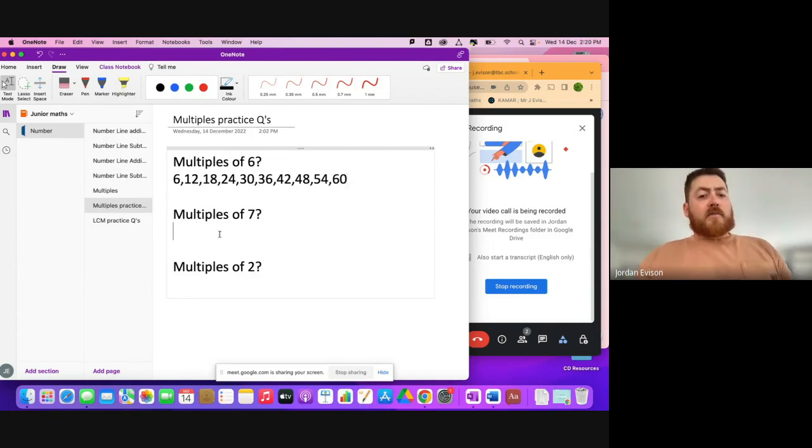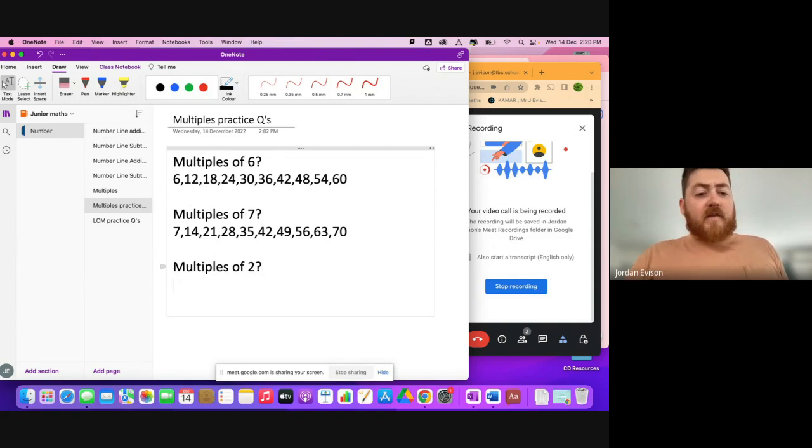Now, the multiples of 7. 7 times 1 is 7. 7 times 2 is, of course, 14. And we have 21, 28, 35, 42 in there. We also have 49. What comes after 49? Of course, it is 56. Then we have 63. And of course, we have 70. All right, so those are the first 10 multiples of 7.